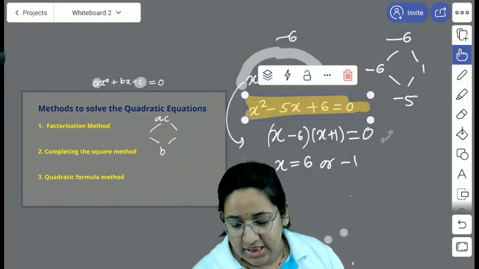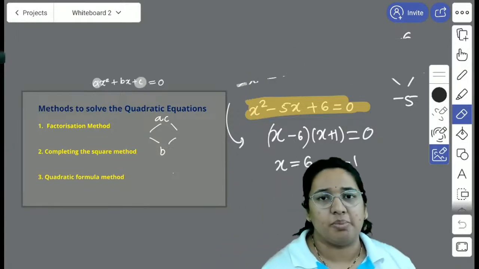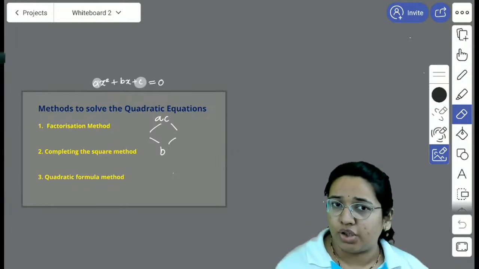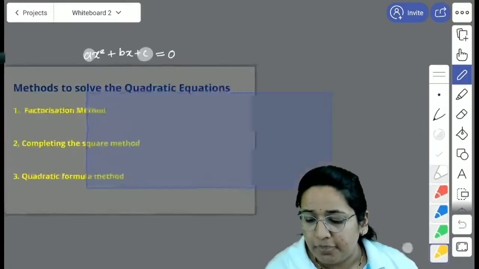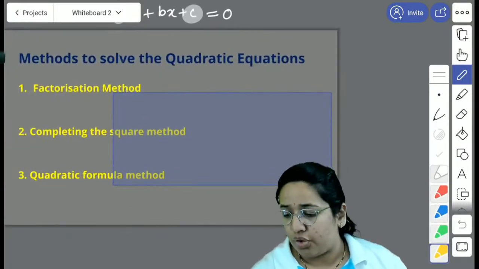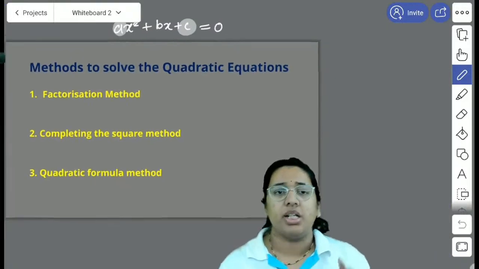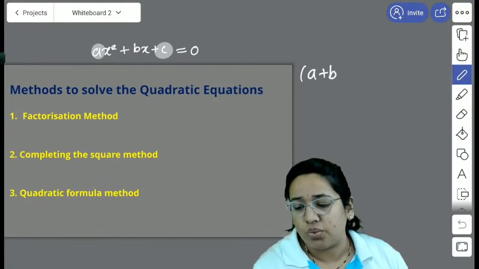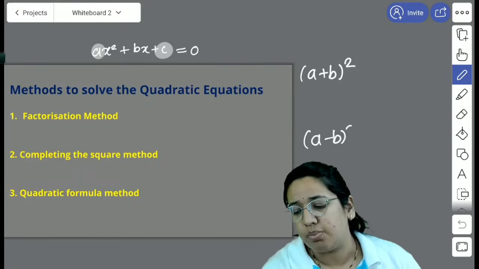So basically, this will be our first part. Now, the second formula is, we have to solve a given quadratic equation using the completing the square method. For using that method, you must know what will be the square of (a plus b) and (a minus b).